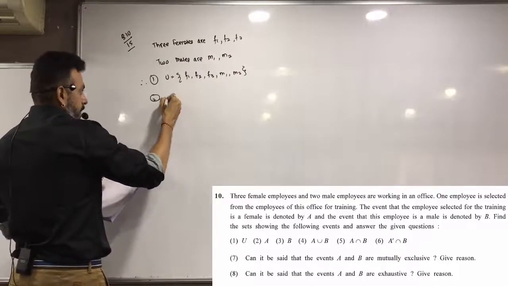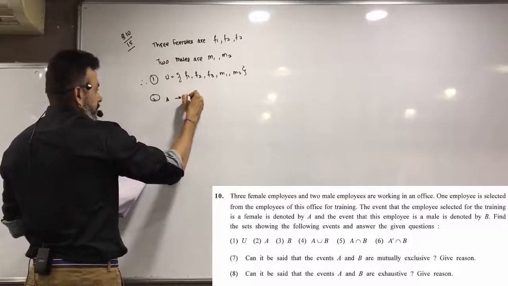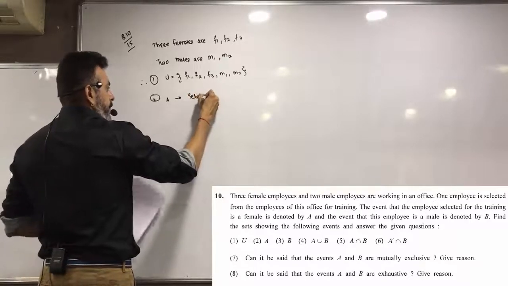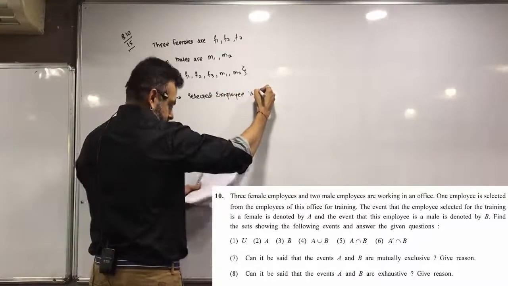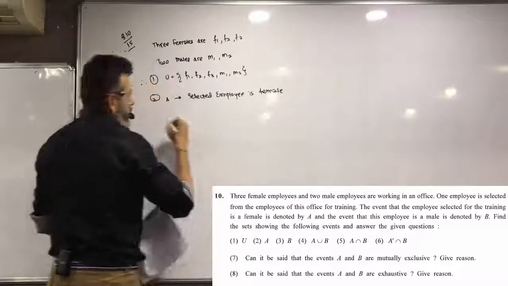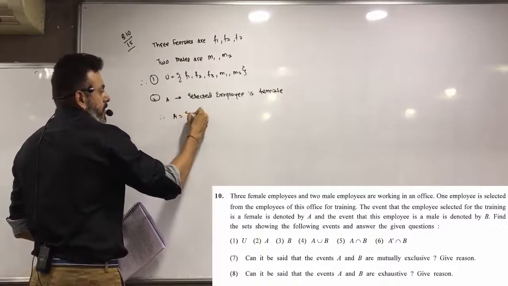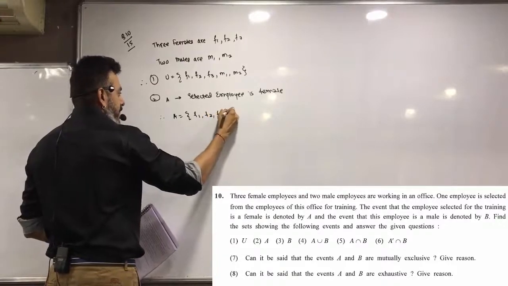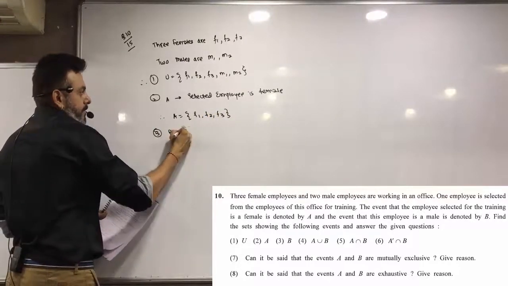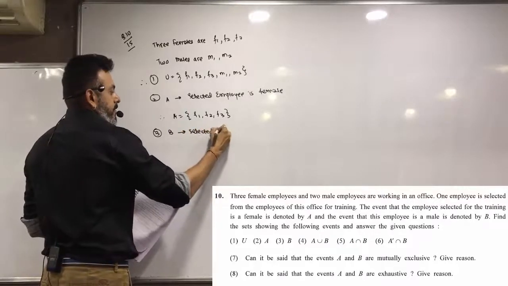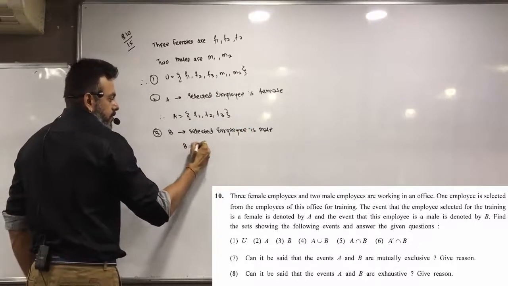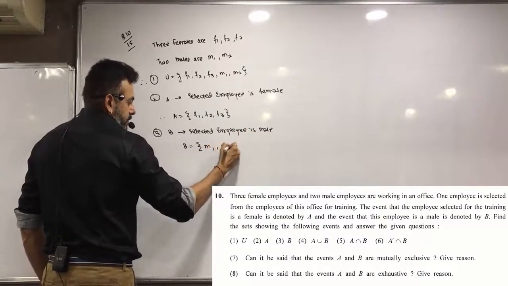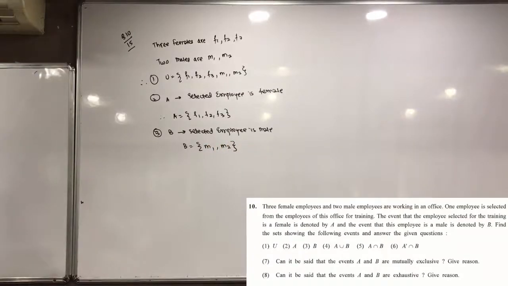Second, A. What is event A? Selected employee is female. Therefore, A is equal to F1, F2, F3. Third, B. Selected employee is male. So B is equal to M1, M2. Next, fourth, A union B.